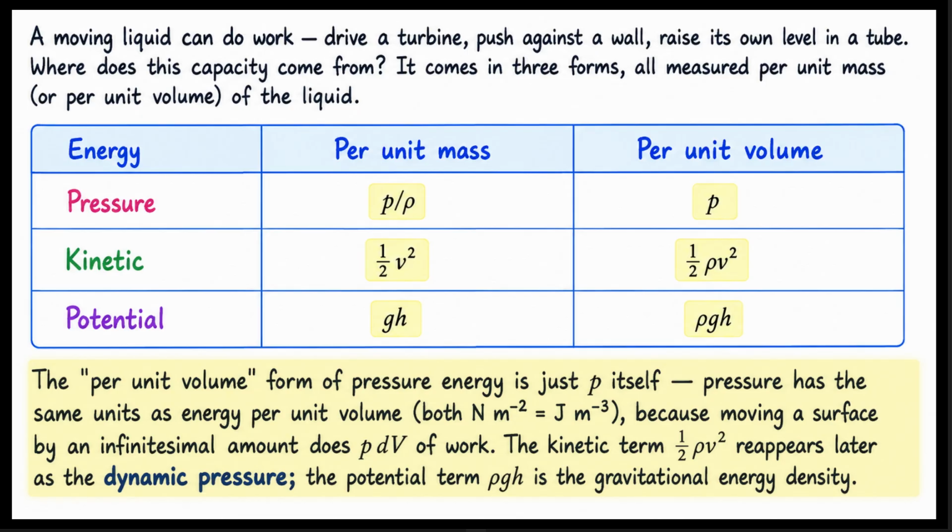The kinetic term 1/2 rho V squared will reappear shortly as the dynamic pressure. The potential term rho gh is the gravitational energy density. Keep those three numbers in mind because the next slide adds them up.